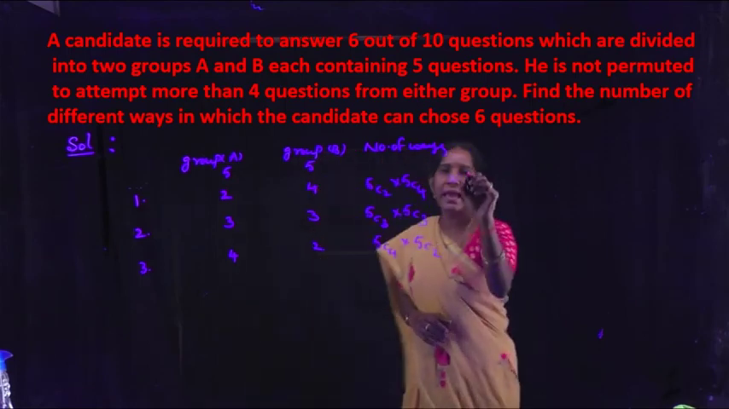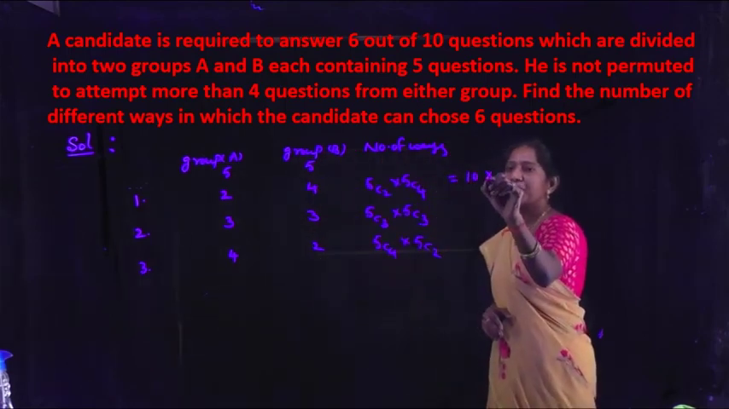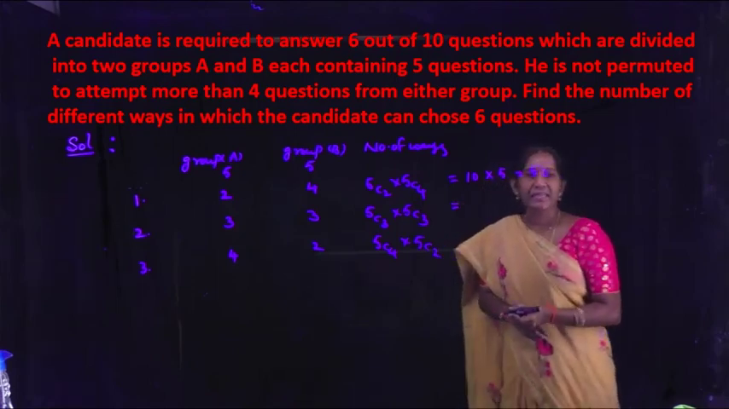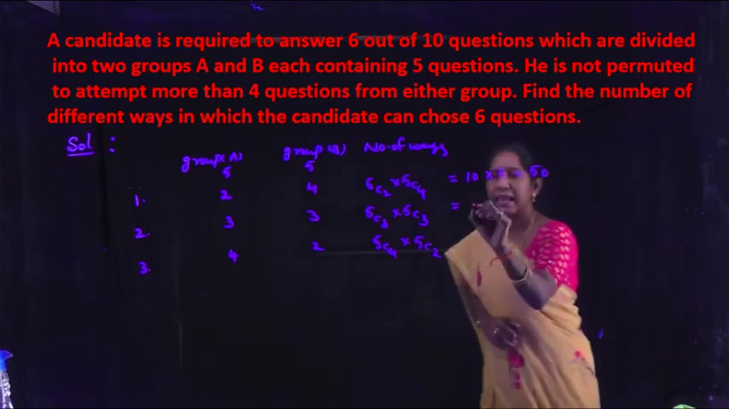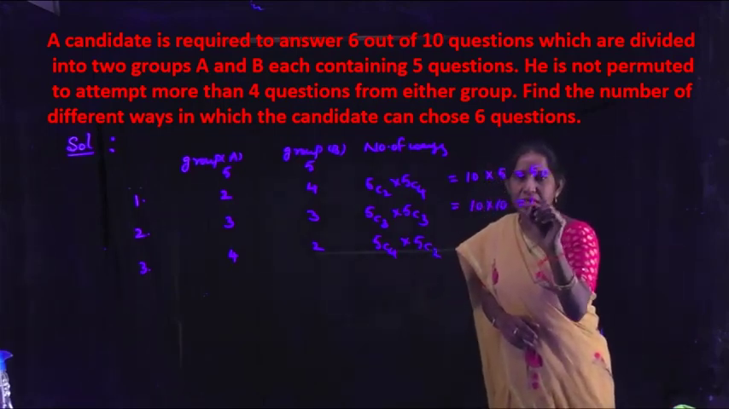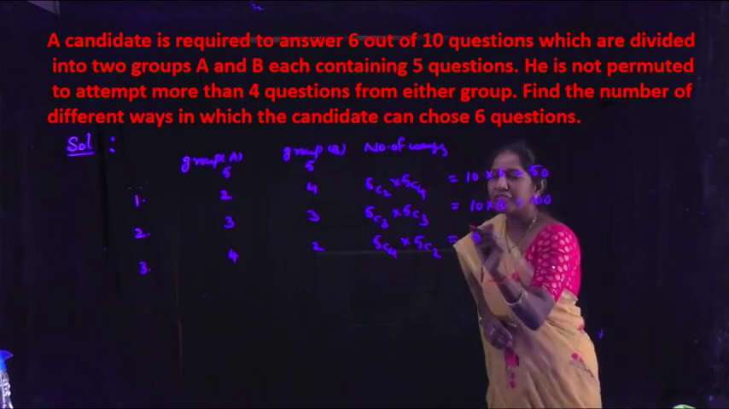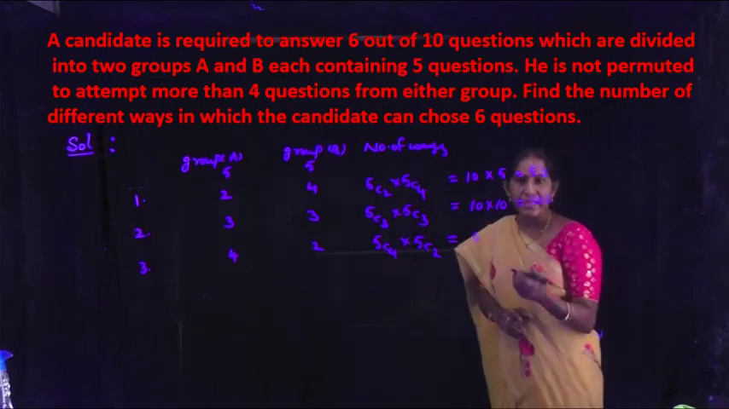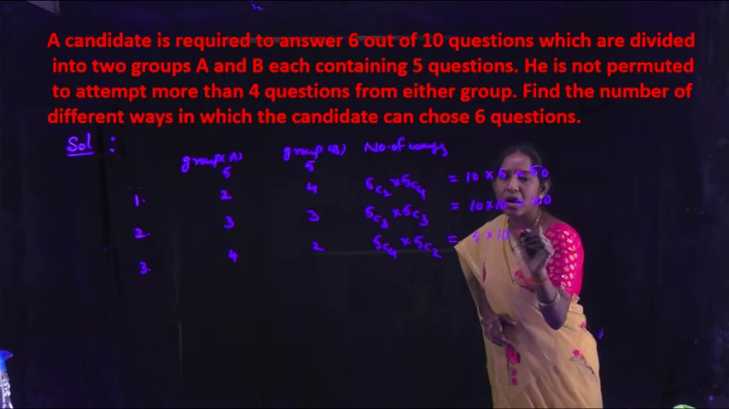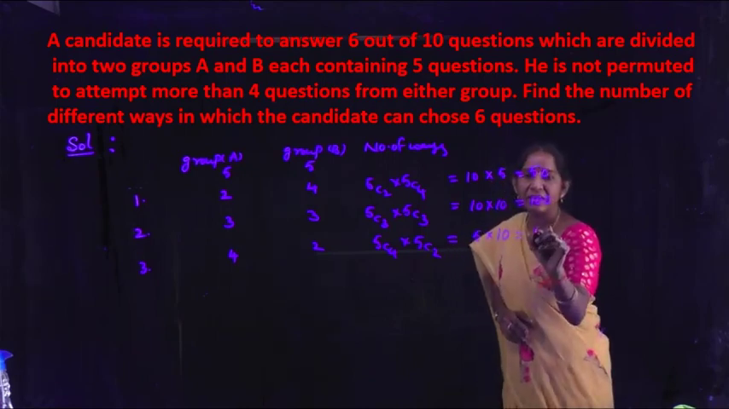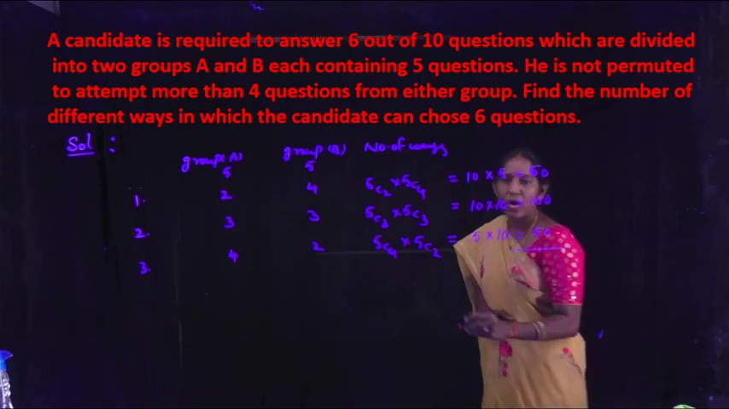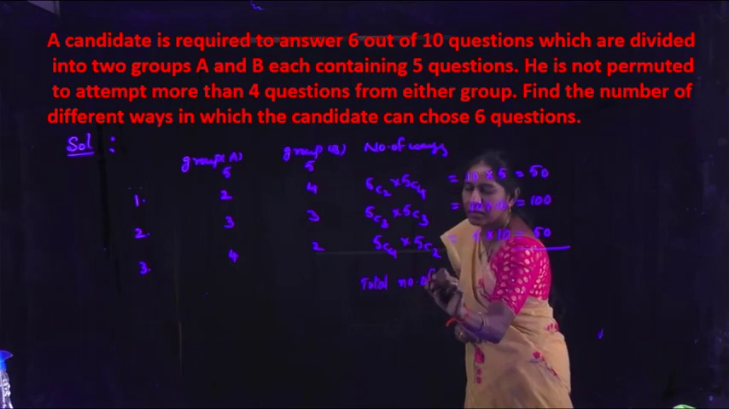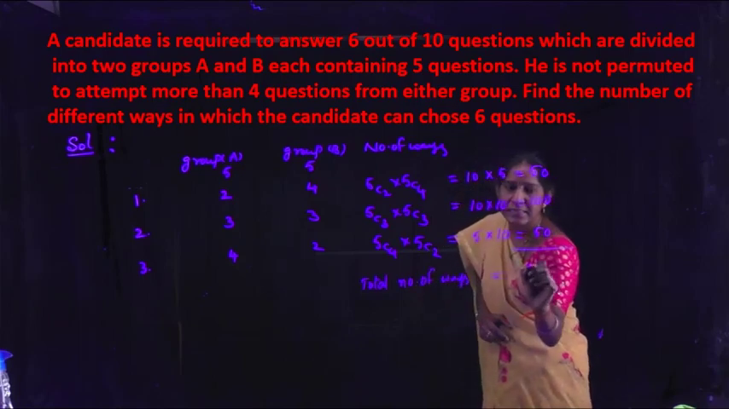5C2 value is 10 and 5C4 value is 5. Then it is 50. 5C3 is nothing but 5C2, that is 10 into 10. Then this value is 100. Come to the next one. Value of 5C4 is the same as 5C1, that is 5, into value of 5C2 is 10. So 5 into 10 is 50. By adding all these, we can get the total number of ways. Total number of ways is 200.